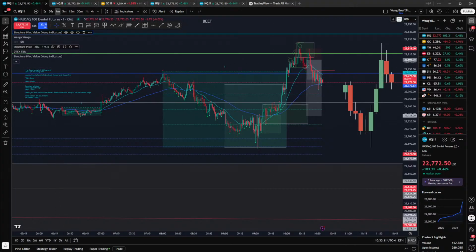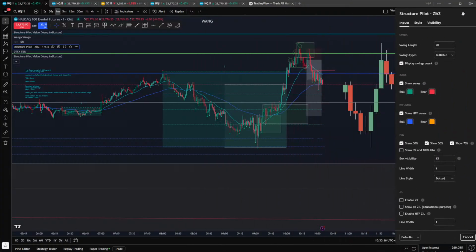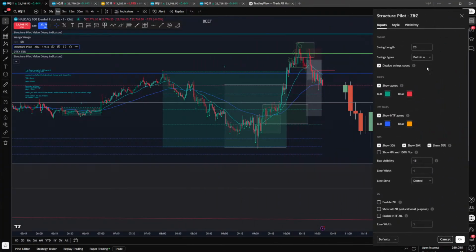What settings do I have in my indicator right now? This is the setting. Here you go for the settings part. This is what I'm working with.